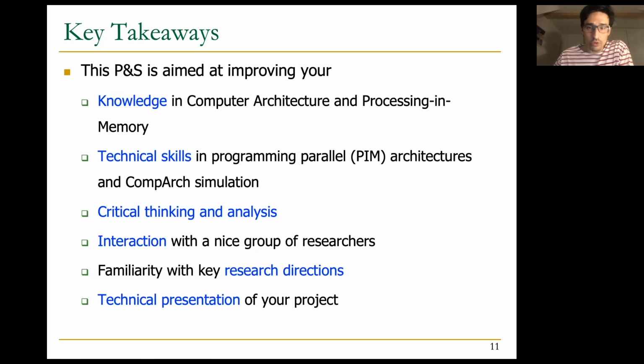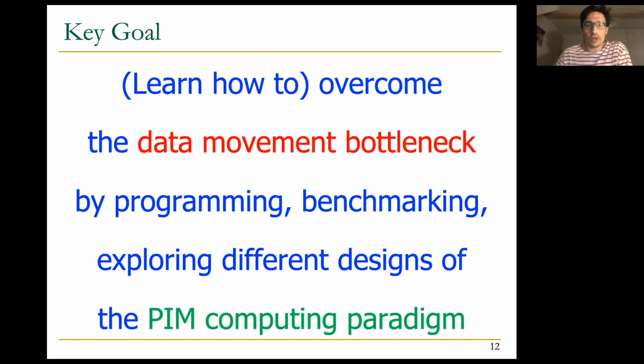And finally, you will have to perform a presentation of your own project. So another thing that you will improve on is your presentation skills for technical presentations. Okay, so the key goal of this PNS is to learn how to overcome the data movement bottleneck by programming, benchmarking, and exploring different designs of the PIM computing paradigm. I think that this should be clear at this point, but just in case, I want to make sure that the key goal is clear for you.